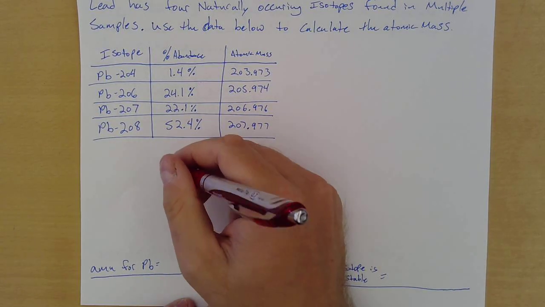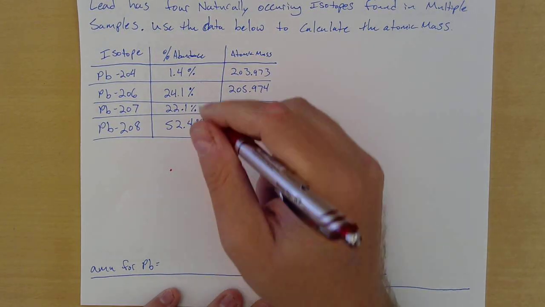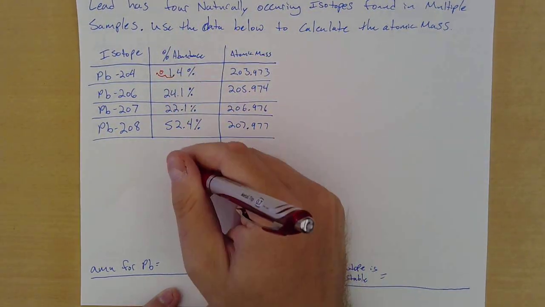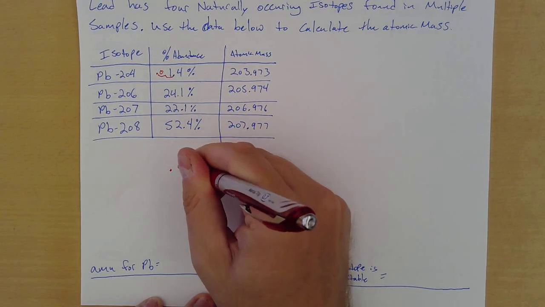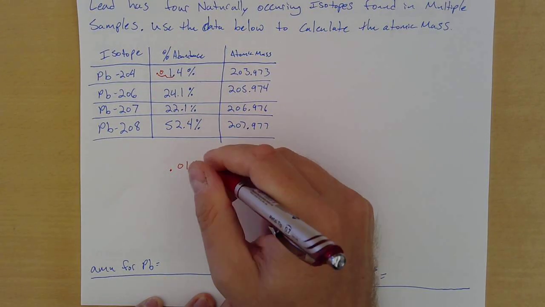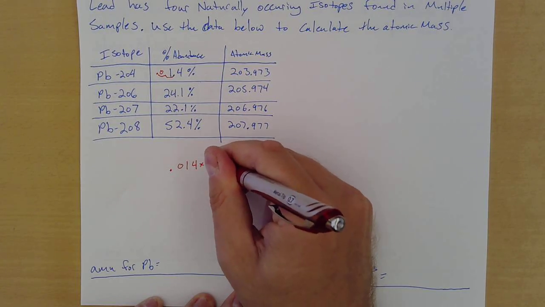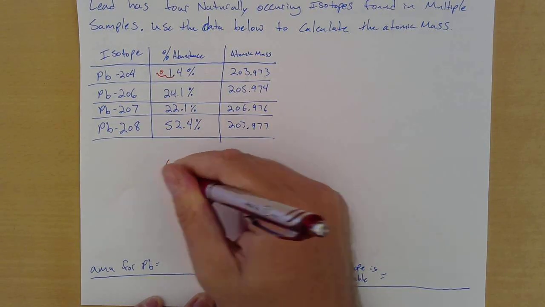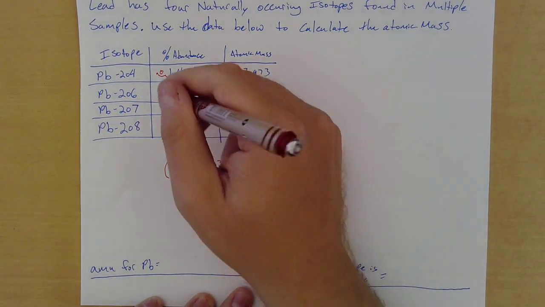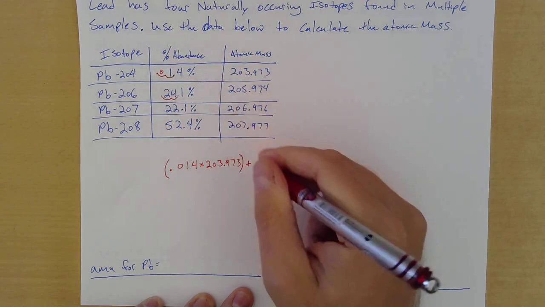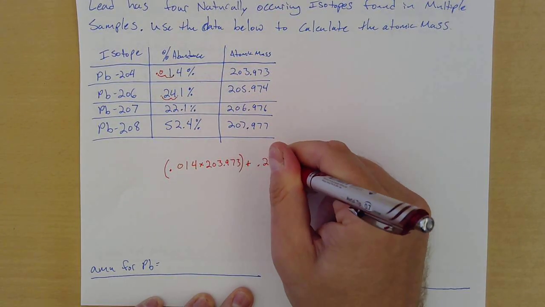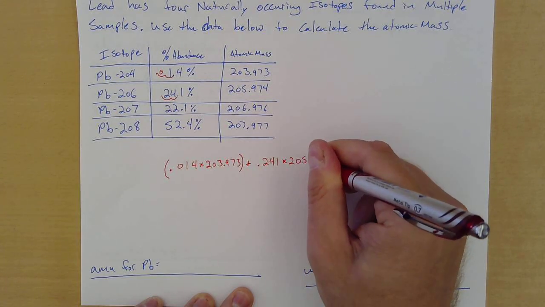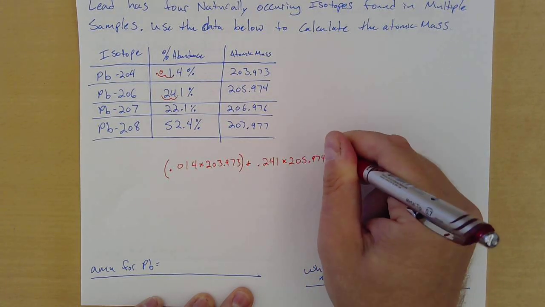I'm going to start by moving those decimal points over. In this case, I have 0.014, and that is going to be times 203.973. And I'm going to add it to the next one. I'm going to move this decimal point over 2 times. I have 0.241 times 205.974.